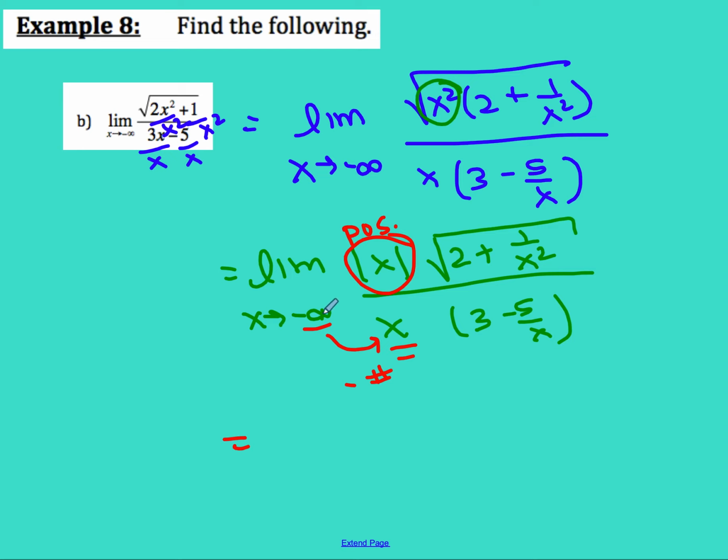And then I'm going to think about plugging in my negative infinity here. 1 over a negative infinity squared will approach 0. 5 over negative infinity will approach 0 as well. So this time, positive divided by negative, so I'd have a negative square root of 2 over 3. Okay, so you just got to be careful with that piece there. And so that is it for example 8.